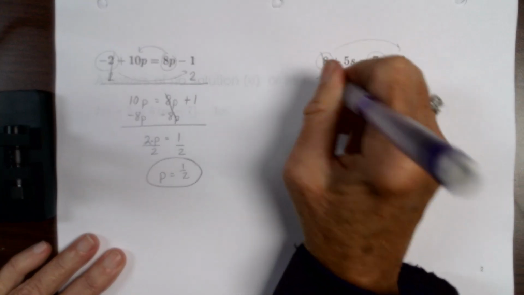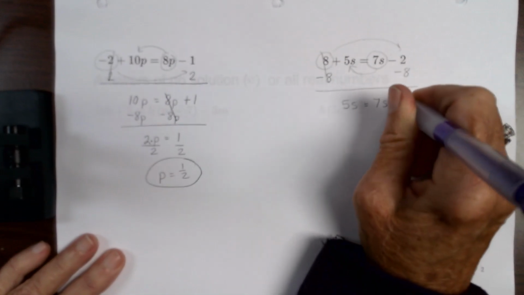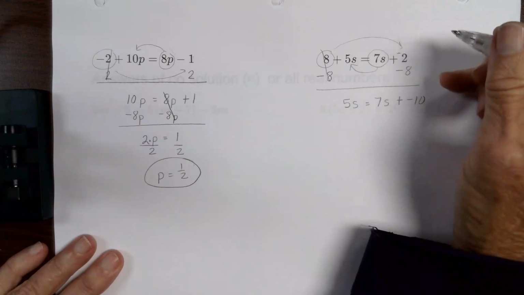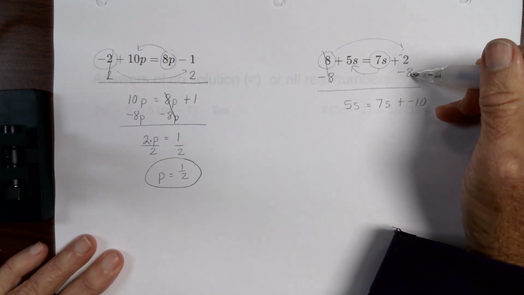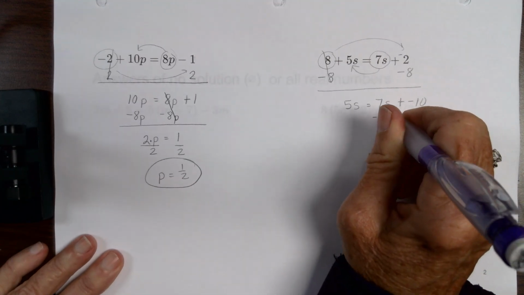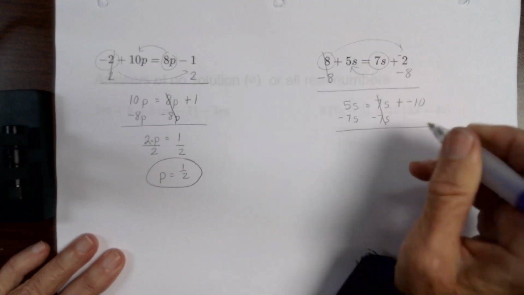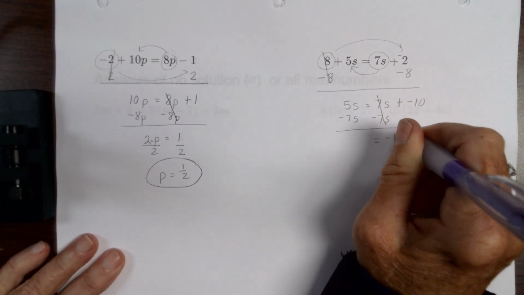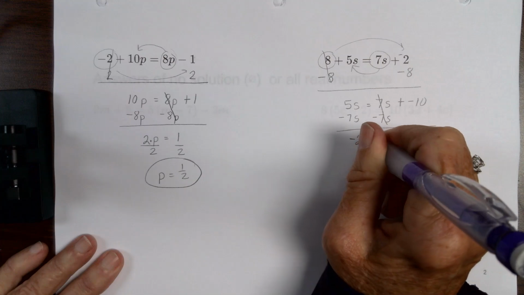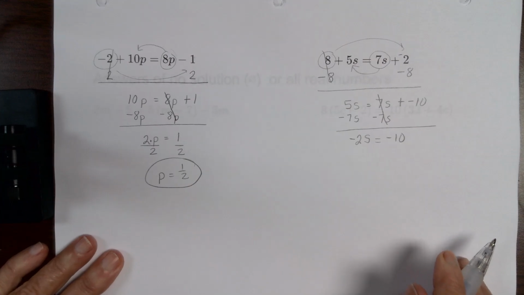So that's going to give me 5s equals 7s plus a negative 10, because I can add the opposite of my second number there. So I have a negative 2 plus a negative 8, which gives me a negative 10. I'm going to add a negative 7s to both sides. Those go away. I'm left with a negative 10 on the right-hand side. And on the left-hand side, I'm going to have a negative 2s. Because the signs are different, I'm going to subtract, use the sign of the larger number.